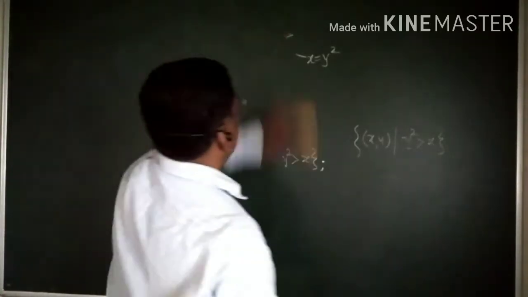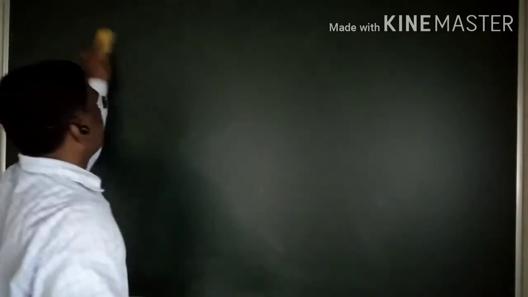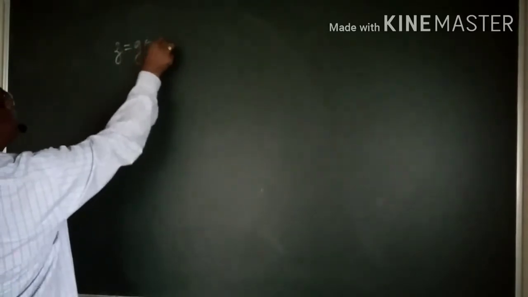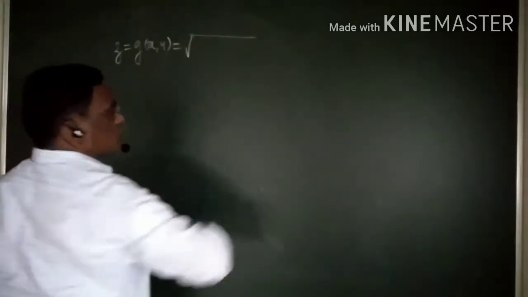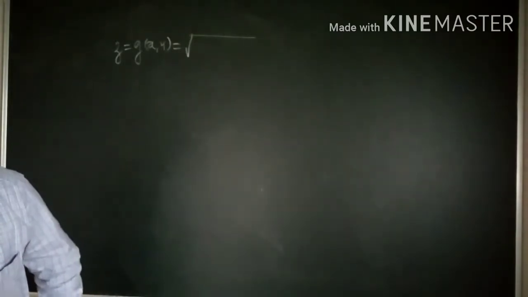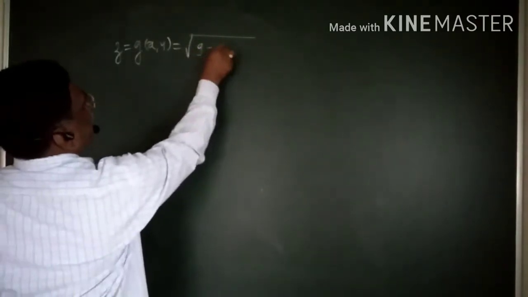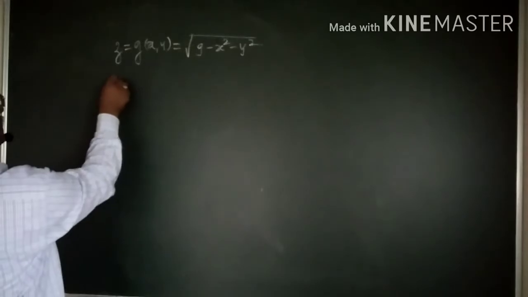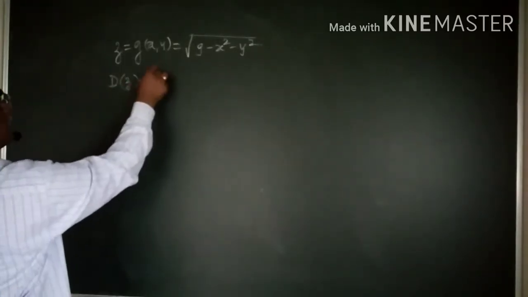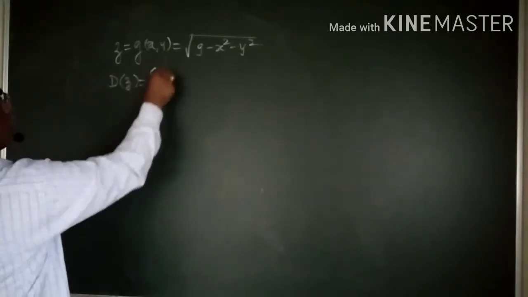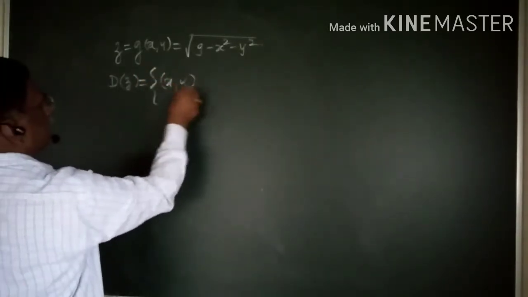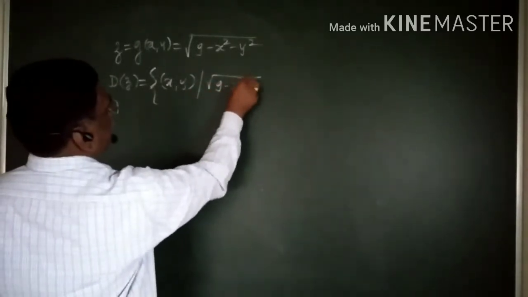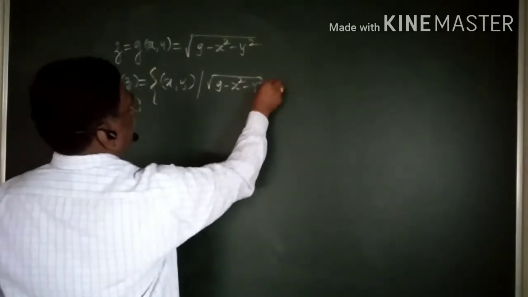Say z is equal to g of x y, which is equal to root of 9 minus x square minus y square, so that the domain of z is the set of ordered pairs x y such that root of 9 minus x square minus y square is defined.